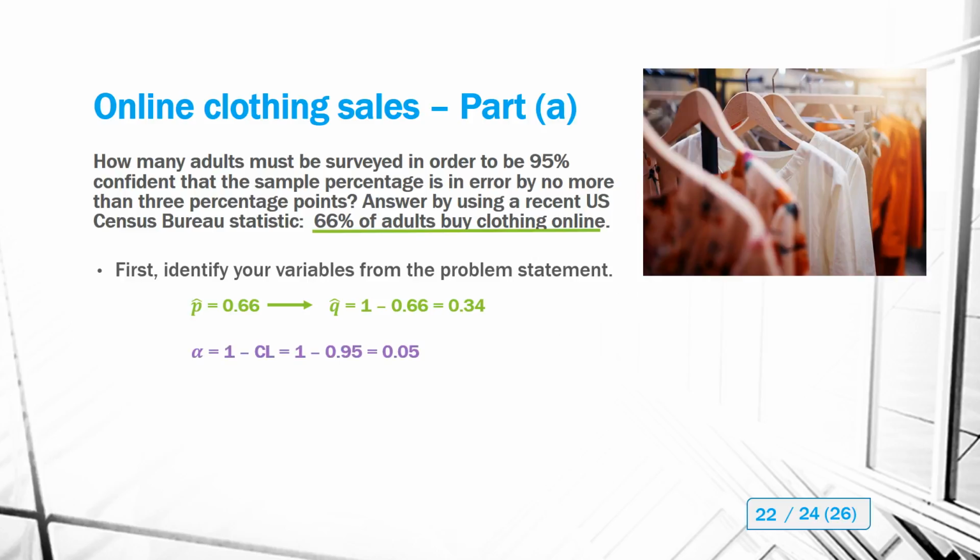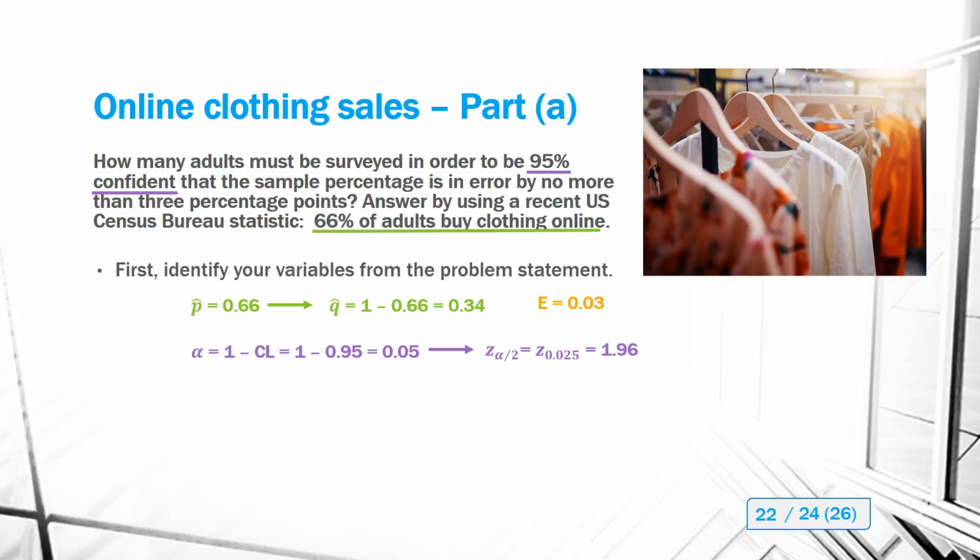Now, our alpha level is 0.05. Where did the 0.05 come from? Well, alpha is 1 minus the confidence level. And in the problem statement, we said we wanted to be 95% confident. So that means we take 1 minus 0.95, and that gives us the 5%, or 0.05. That then leads us to calculate our critical value, z sub alpha over 2, which turns out to be z sub 0.025. And when we go to calculate that critical value, we find it is 1.96.